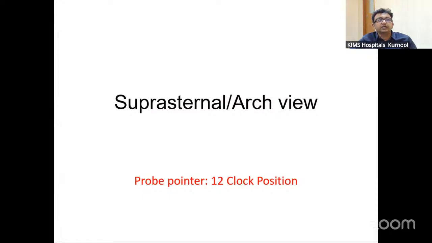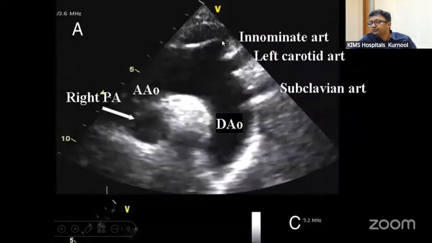Here the probe position is the 12 o'clock position. You either go into the suprasternal notch, or sometimes if you are not able to do it here, you can even choose the infraclavicular position on the right side. This is the arch view.